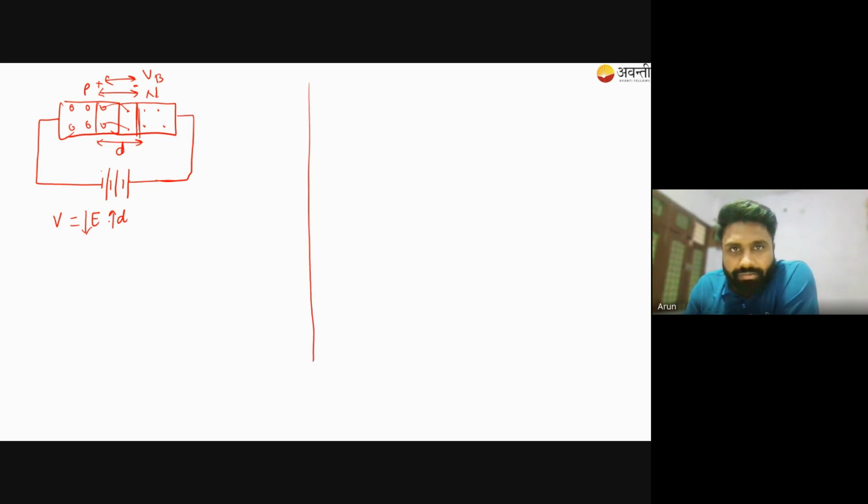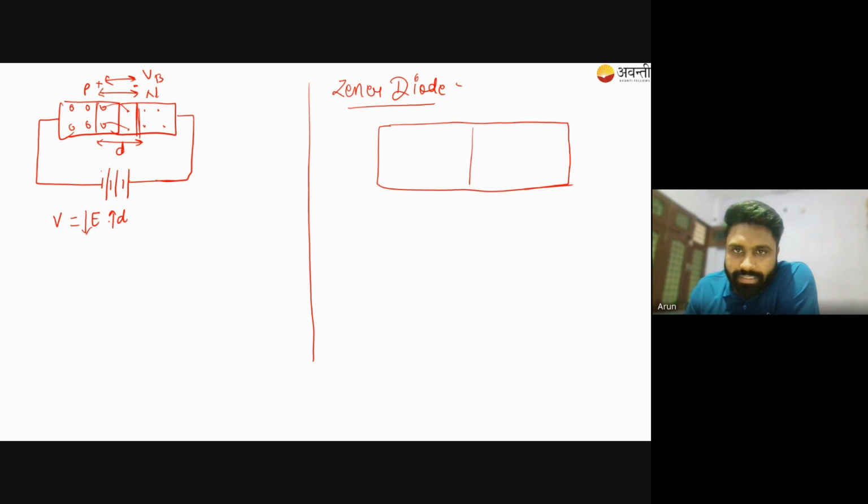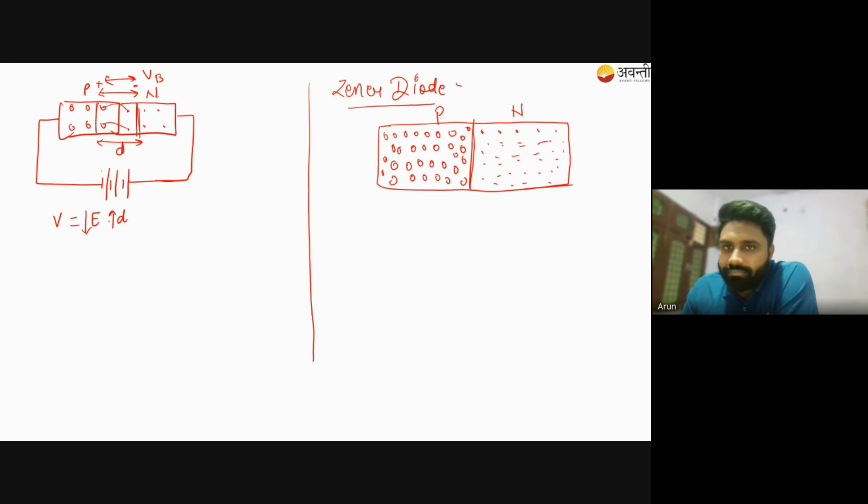But what if, in a Zener diode, we highly dope the PN semiconductor? So this is P, this is N. Now the doping concentration is very high, so we have too many holes in here. The number of holes increased because we have increased the concentration of doped impurities. Likewise, the electrons will also increase. These are free electrons.